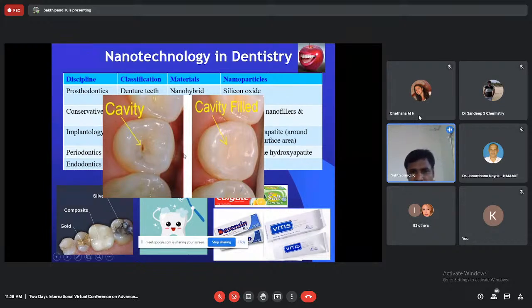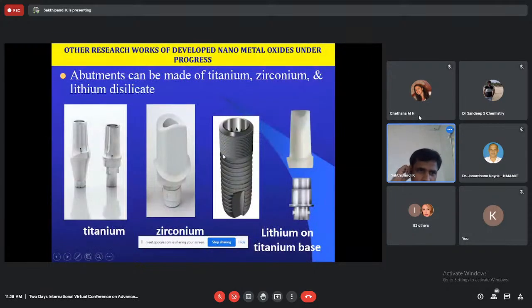The composite will give the same color. Cavity filled, here the cavity is there. It will be the same color. So these materials will be useful for our root canal treatments. So this kind of materials will be used.